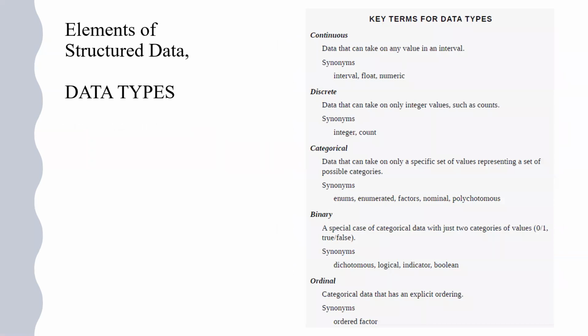data types. These are normally called the elements of structured data. So wherever we can define the data in these elements, in these data types, it can be considered structured data. I will not go through this, which is very basic. We have continuous data, discrete data, and categorical, binary, and ordinal data. There's just one point I'll stress over here, which is the difference between ordinal data and nominal data.